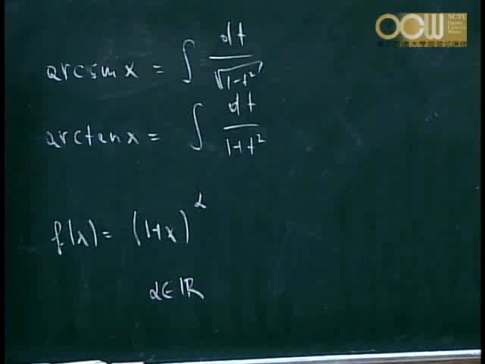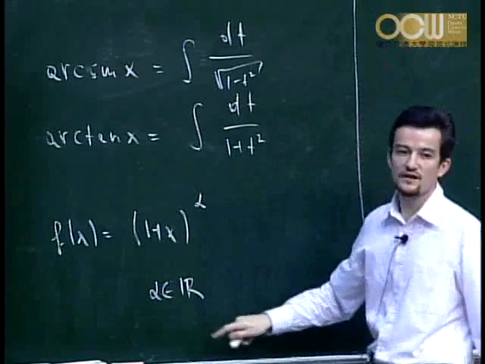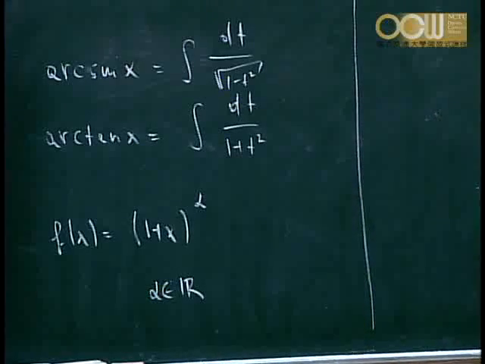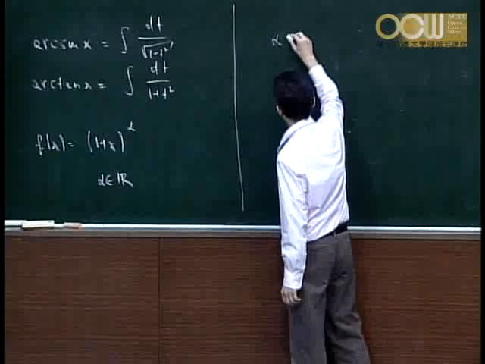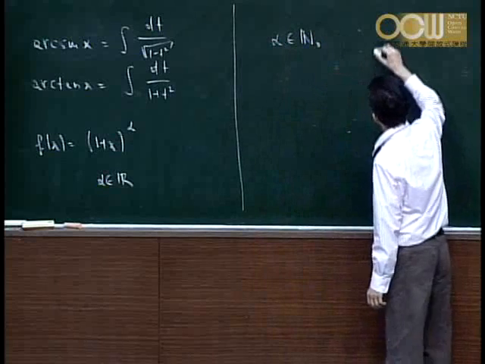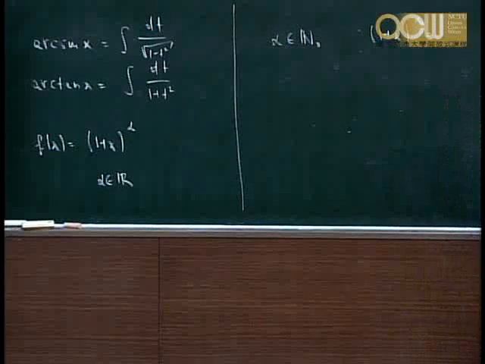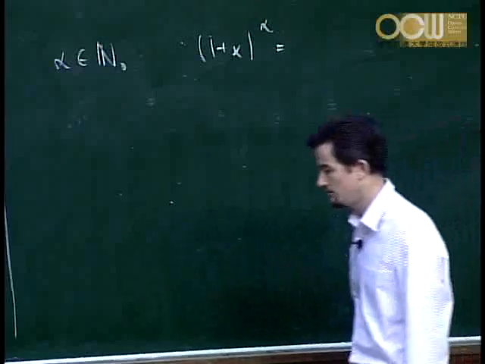Okay, and we want to find a power series representation for such a function. Now, the special case where alpha is a positive integer is easy for us. This is something we have learned already in high school, also including 0. So in this case, what we have to do is we use the binomial theorem.